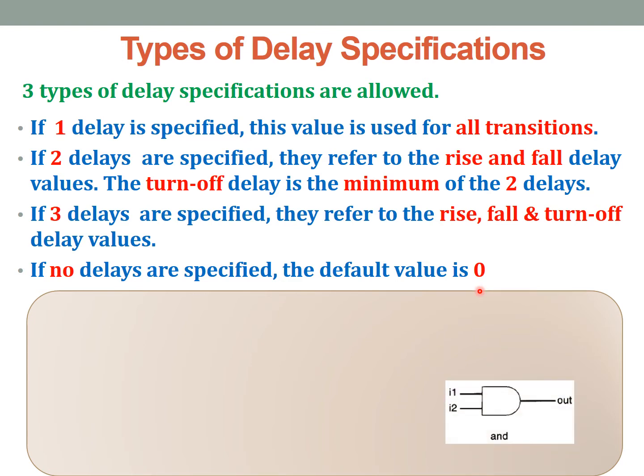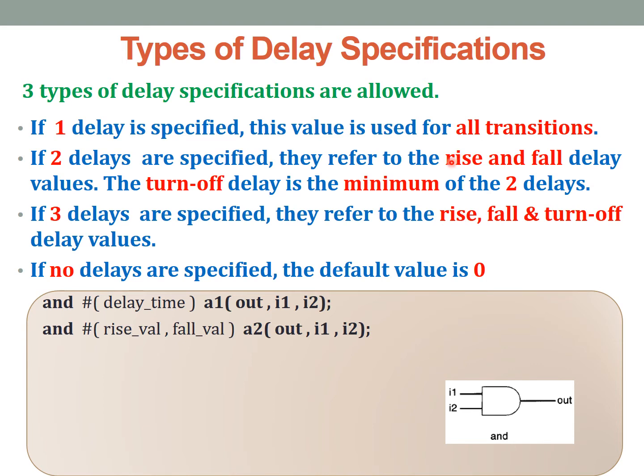Let us take an example of an AND gate which has two inputs I1, I2 and output out. When we instantiate this AND gate, we can do it in a number of ways. We can write and, A1 is the label or the instance name, then output comma input variables, so we have out comma I1 comma I2. Now if we have to mention a particular delay for this AND gate, we do it by specifying the hash symbol and mentioning the delay time. In the first case, we can mention just a single delay. When we mention a single delay, that value is taken for all three transitions.